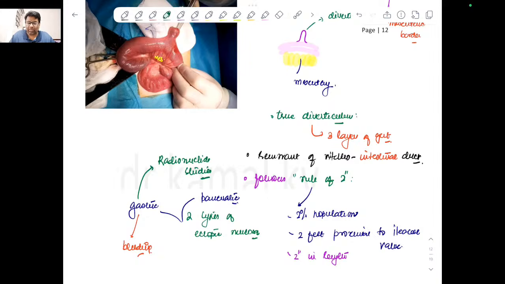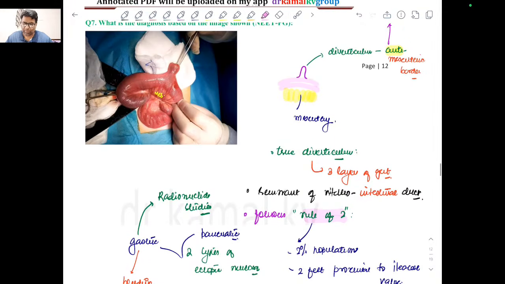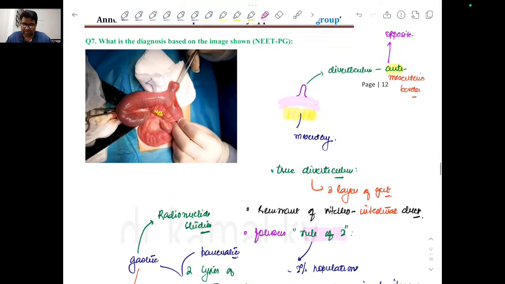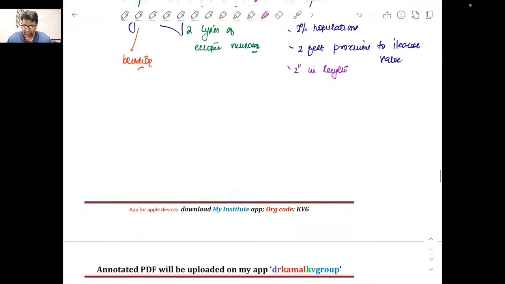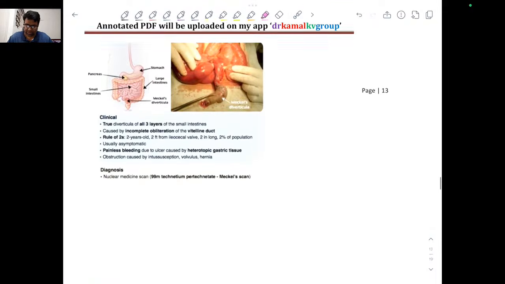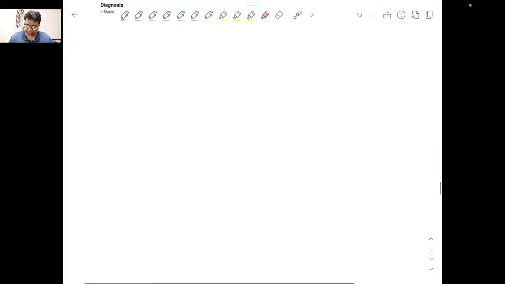So this is a very important topic, Meckel's diverticulum. You can read as much as in detail about this. So very important to read Meckel's diverticulum, and this is an incidental finding during some operative procedures. So this is Meckel's diverticulum.